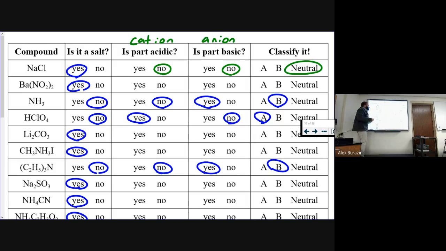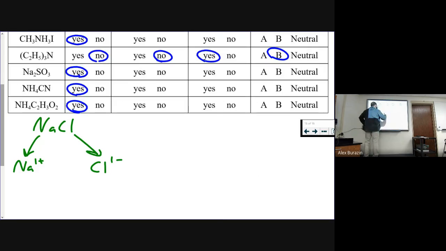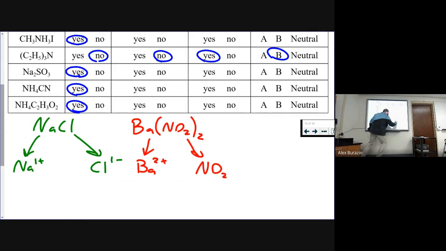Let's do another one. Barium nitrite. Barium nitrite is comprised of a cation, barium 2+, and an anion, nitrite, 1-. The cation comes from the base. What base would have given us barium ions? Barium hydroxide, strong or weak? Might have to think about that.